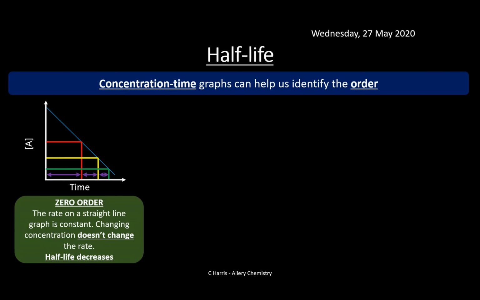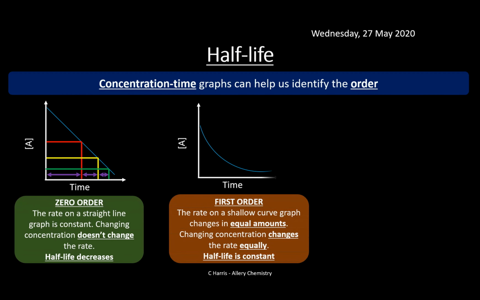Okay, so there's your examples there. You can see the half-life is actually declining as we're going along. So that graph there is telling us it's 0 order. This is just the same type of graph you've just seen before. So let's have a look at another example.